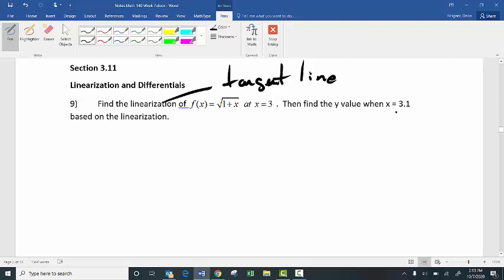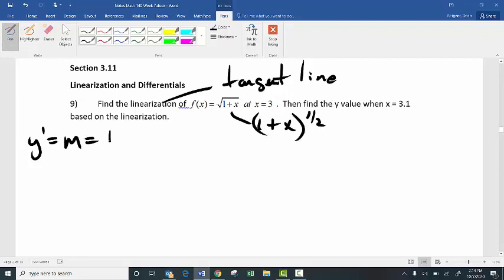So what you could do is you could actually plug in 3.1 into here, and that would be an exact value, but we want to get an approximation for this, because we just don't want to plug 3.1 into the function. We want to get an approximation of it using a tangent line. So remember, when you're using a tangent line, what you need to do is you need to find the slope first. So here's our equation. It's 1 plus x to the 1/2.